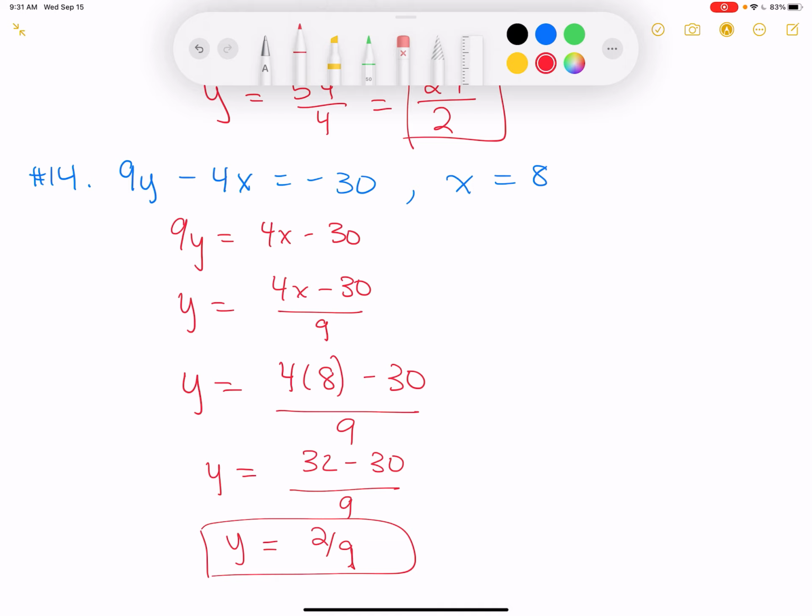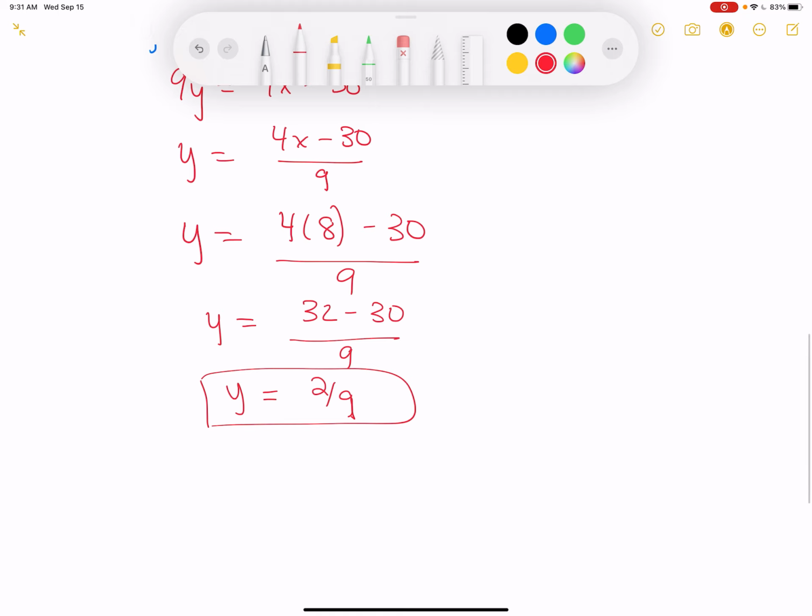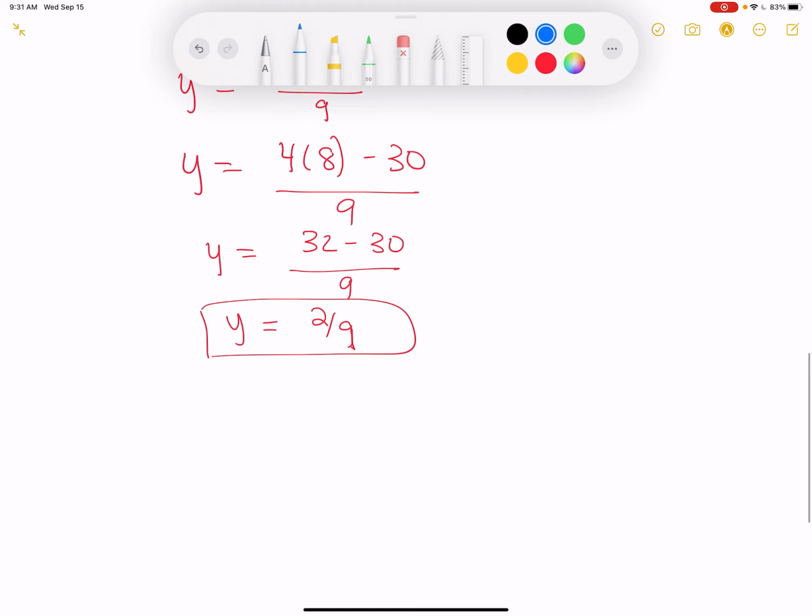The next one is: solve the equation for y, then find the value for y for the given value of x. So it sounds the same as what we were just doing, but it's getting a little bit more complicated because it's adding additional variables into it, like extra x's and y's.